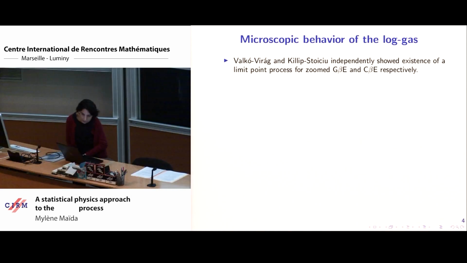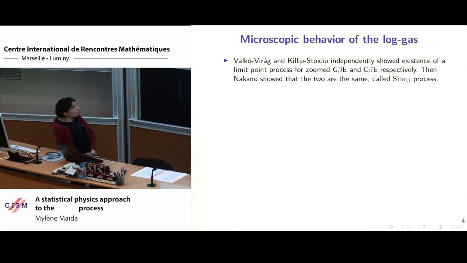I don't remember exactly the date of the papers, but it's about 10 years ago. And so the question is, is it the same limiting behavior? The description of those limiting processes is quite involved, so it's not trivial at all to show and check that the two limiting processes are the same, and this is due to Nakano, and this is what we called the sine beta process.